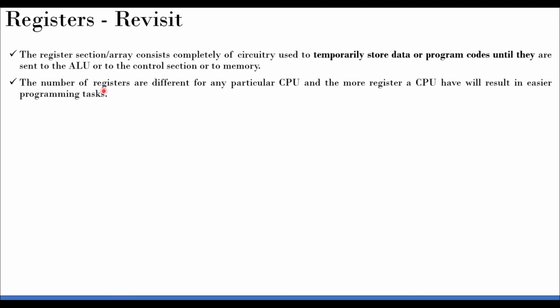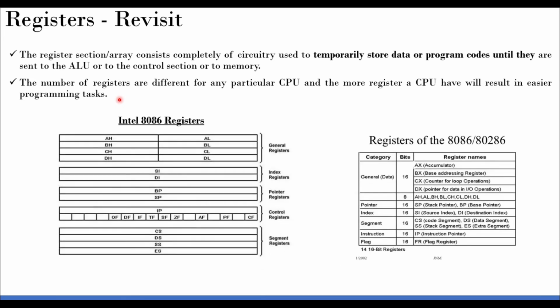Okay, so that's the purpose. The number of registers will depend upon your architecture. There's no hard and fast rule saying that you should have 2 registers only, or 7 registers only. Nothing like that. So this is an example. Intel 8086, one of the old generation very popular Intel processors. And you can see over here so many registers are there.